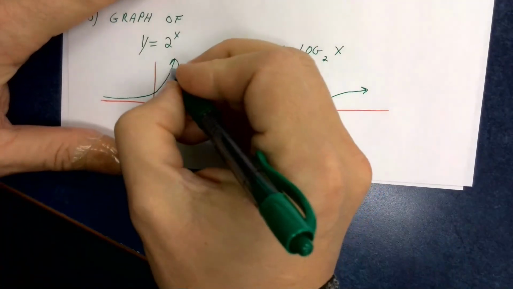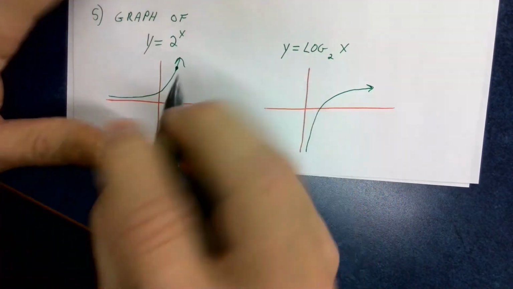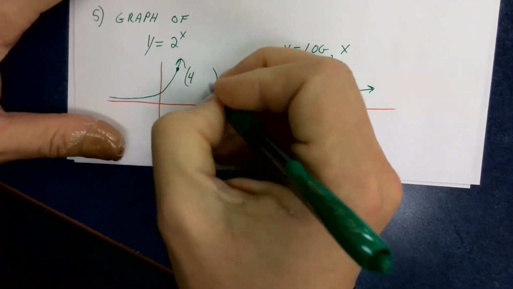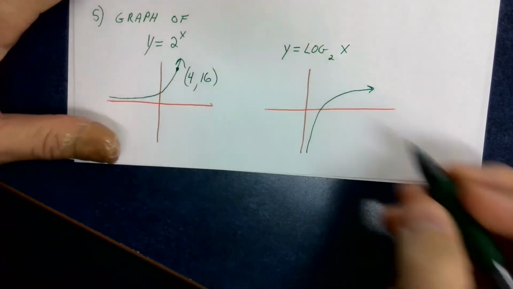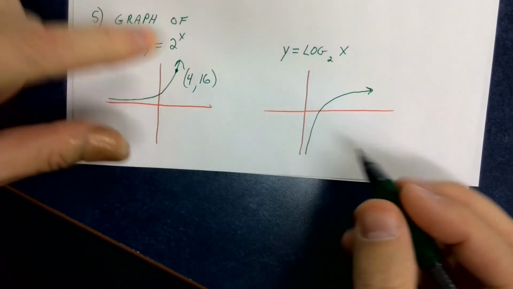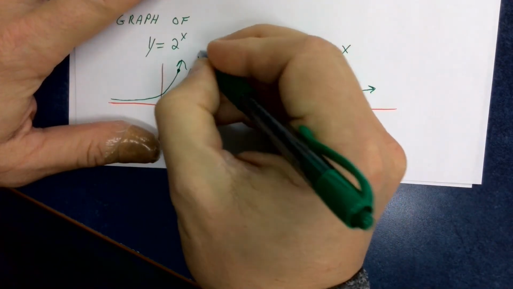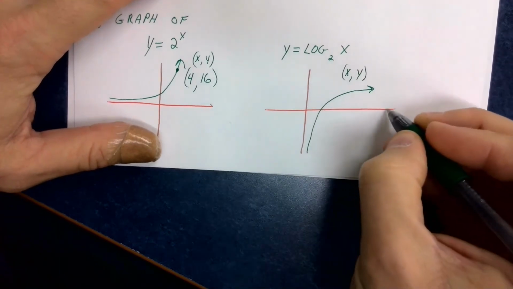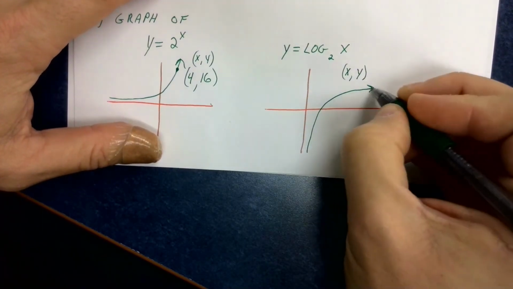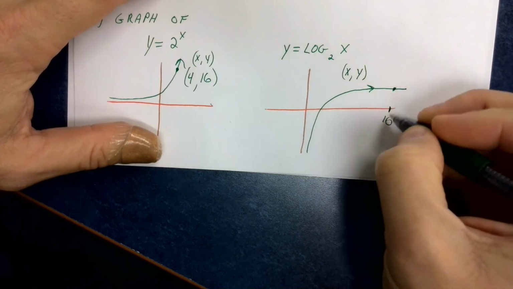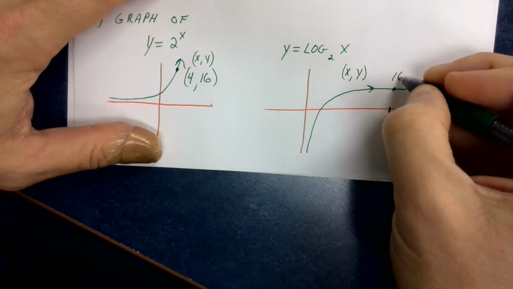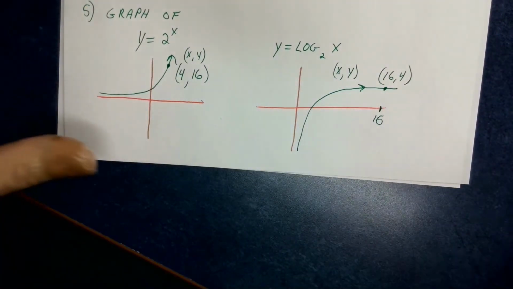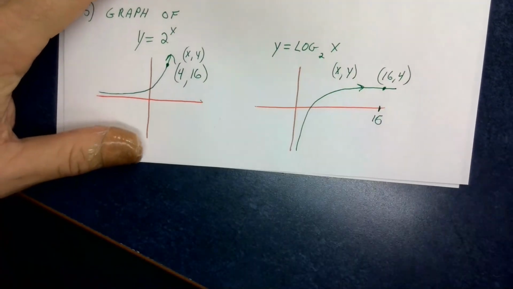So if I had this point right here, I'm just making this up, if 4 was my x, I would get 16. That's my x and that's my y. Then over here, that 16 way out here would get me a 4.